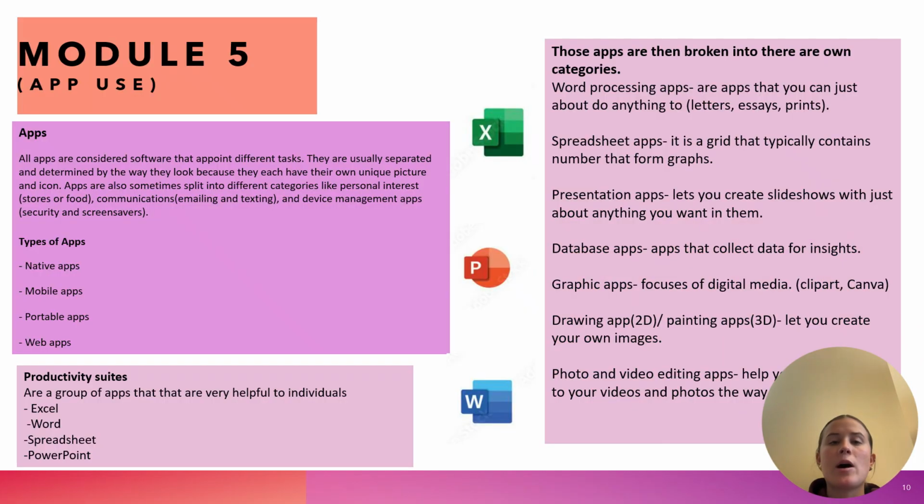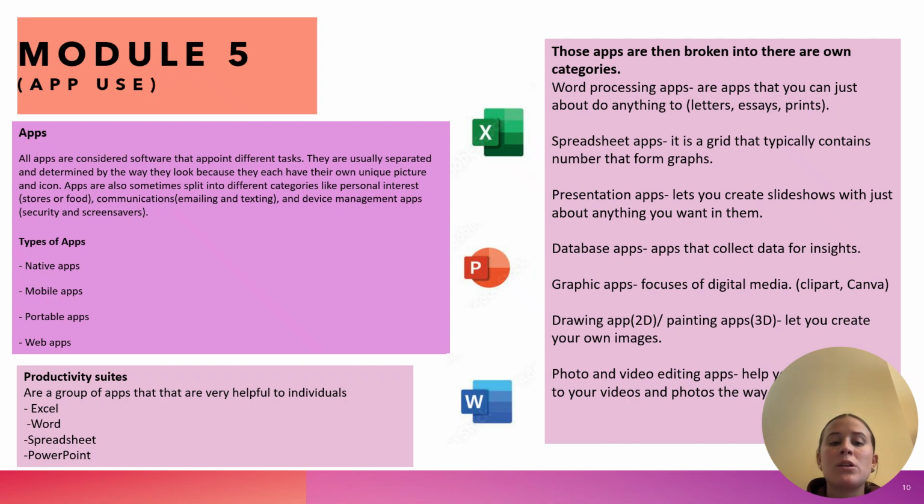Module 5 is about app use. All apps are considered software that appoint different tasks. They are usually separated and determined by the way they look because they each have their own unique picture and icon. Apps are also sometimes split into different categories like personal interests, like food apps, shopping apps, communication apps, like emailing, texting, and then device management apps.